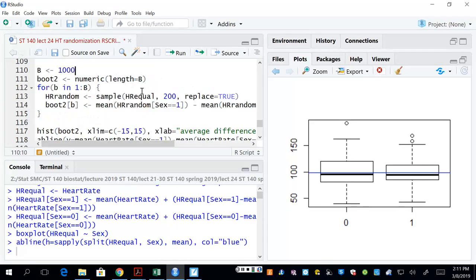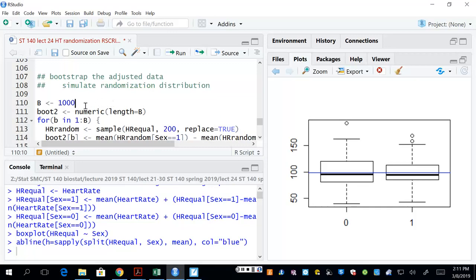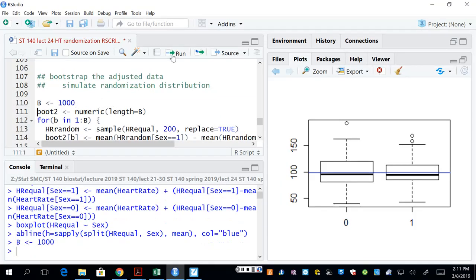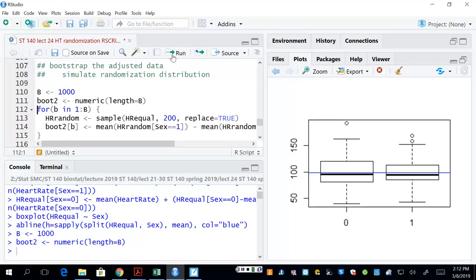There's a few ways to do that. I'm going to set up a new place to hold my results called boot2. This is the second example. And I'm just going to randomly pick data, just randomly resort the data.